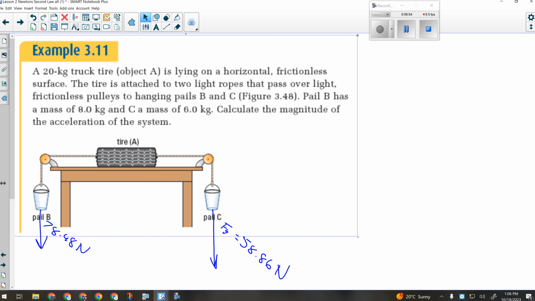Okay, can I simplify my free body diagram? What should I simplify it to? Yeah, I should simplify it first to this. And what number should I write in the box?